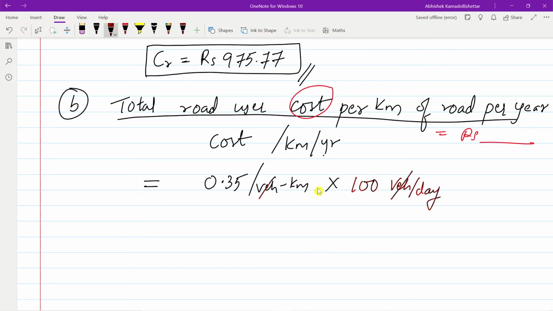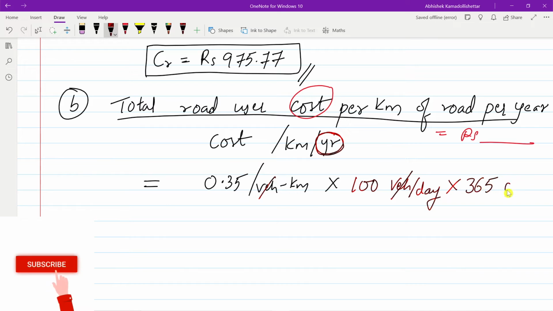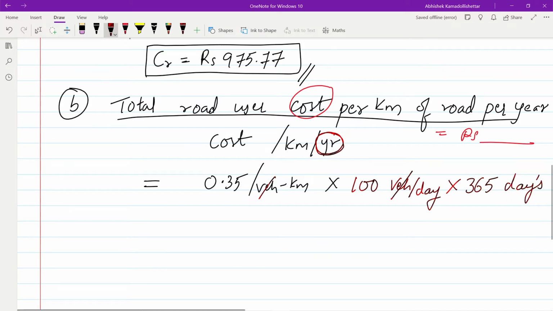Next, kilometers and day. So how many days? How many days will you check this? Total per year. He's asking for one complete year, which means you have to multiply by 1 year. How many days? 365 days. So after doing that, this days and days also will get cancelled.